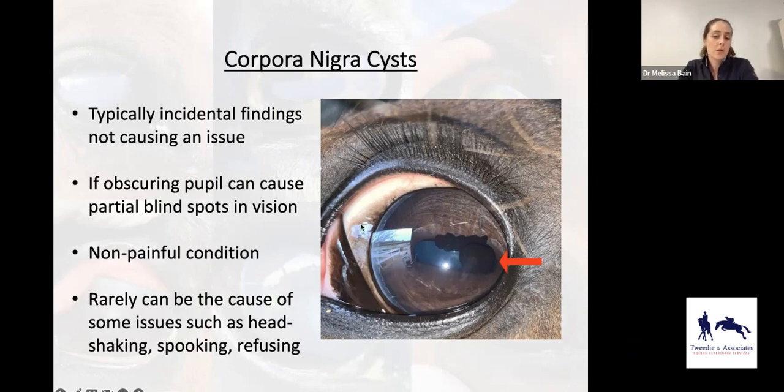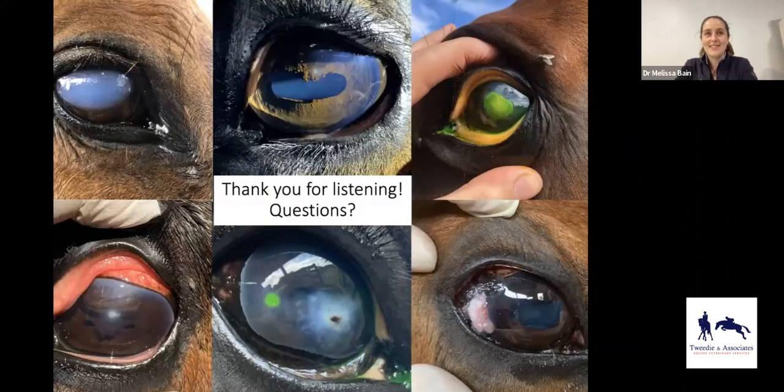So some of the things we sometimes see with these are head shaking, spooking, refusing to jump, getting startled. When you're working around them, they don't seem to see you. So sometimes it's not just behavioral, they may have an issue there. So I think that's it.